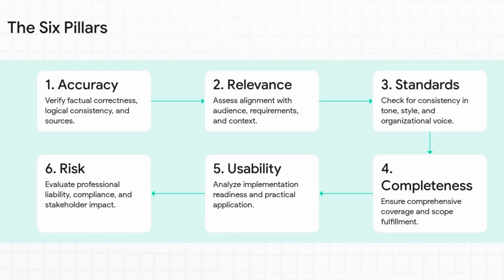That means professional liability in the things that you're working with, compliance considerations, and stakeholder impact. These are really important areas that you just don't want to miss something on. And even worse, it can create a liability for you in certain regulated industries if you're using AI and you get one of these things wrong. So again, those 6 pillars are accuracy, relevance, professional standards, completeness, usability, and risk assessment.